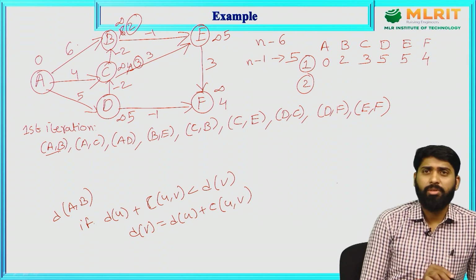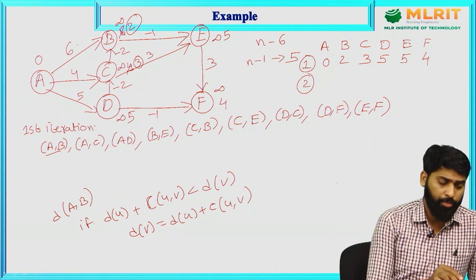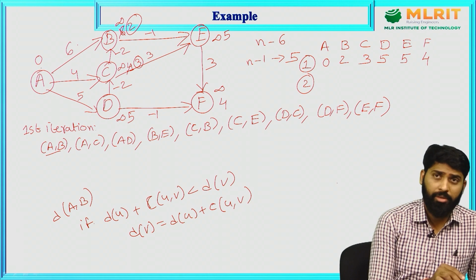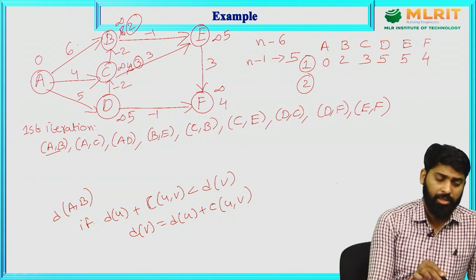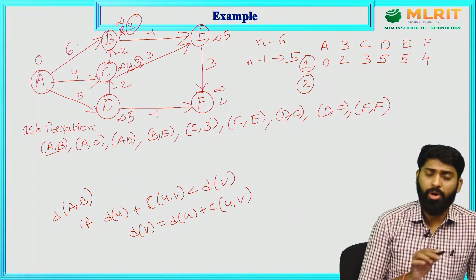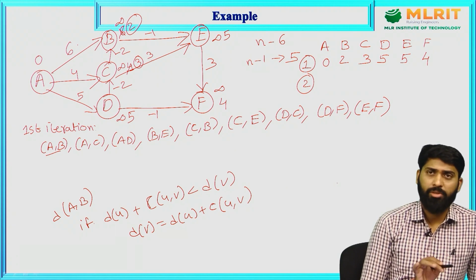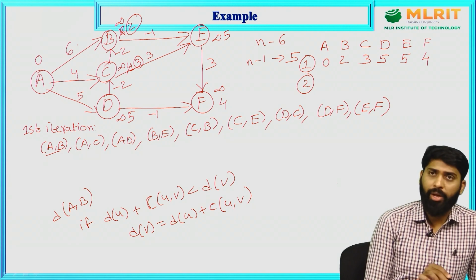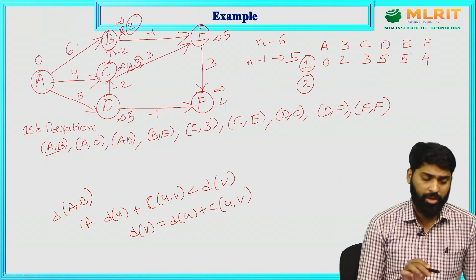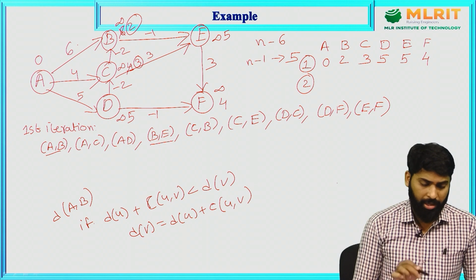Now what is the distance of A to B? A to B distance is 0 plus 6. 6 less than 2? No. So no update. Again A to C distance is 4. So 4 less than 3? No. So ignore. A to D is 5. 5 less than 5? No. So ignore.